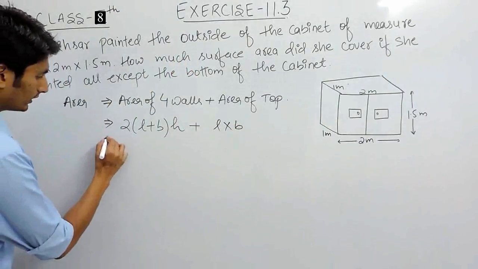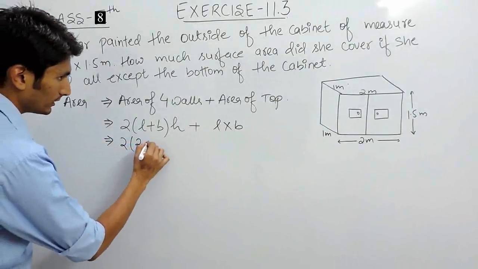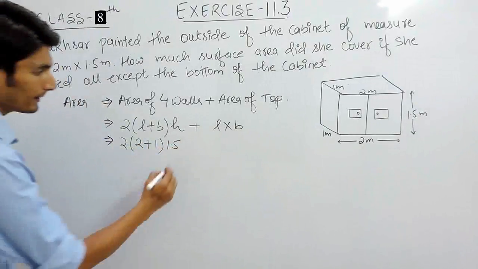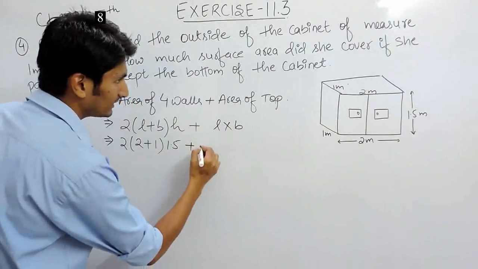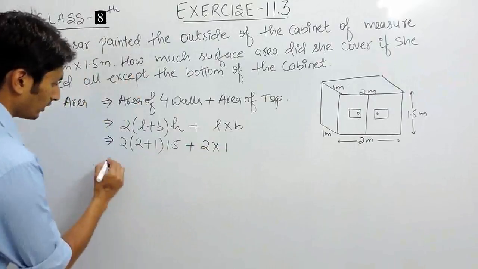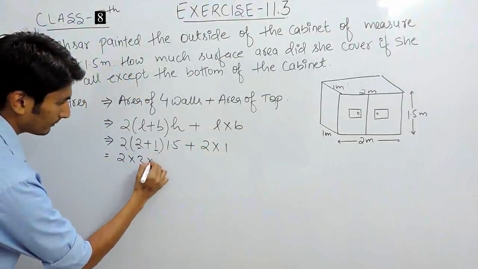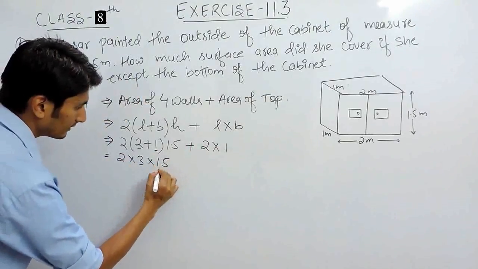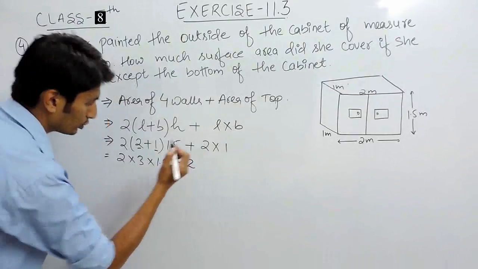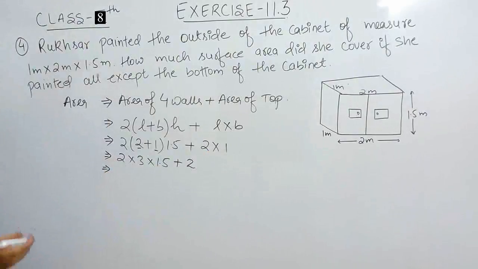Now we just have to substitute the values. Our length is 2, breadth is 1 and height is 1.5 meters, plus our length is 2 and breadth is 1 for the top. Now solving this: 2 multiplied by this is 3, multiplied by this is 1.5, plus this is 2.